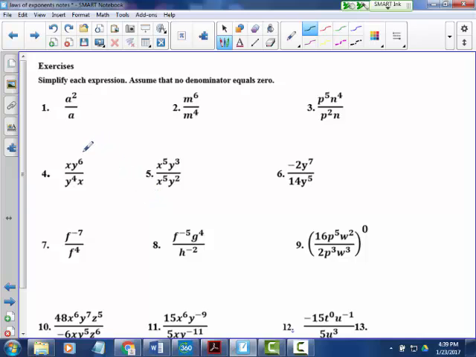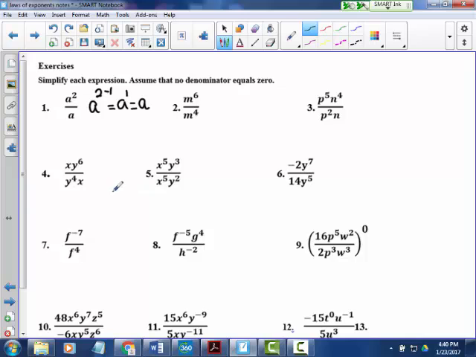Okay, so when we start off, we take our base, in this case A, and we're going to subtract the exponents, and we subtract top to bottom. So 2 minus 1, which is 1. A to the first, or simply A.